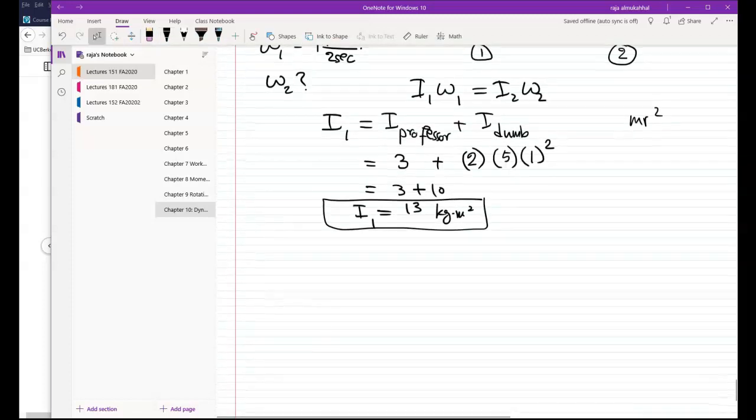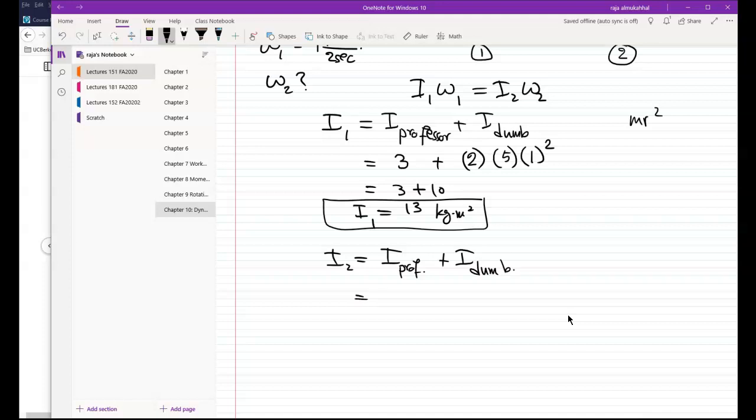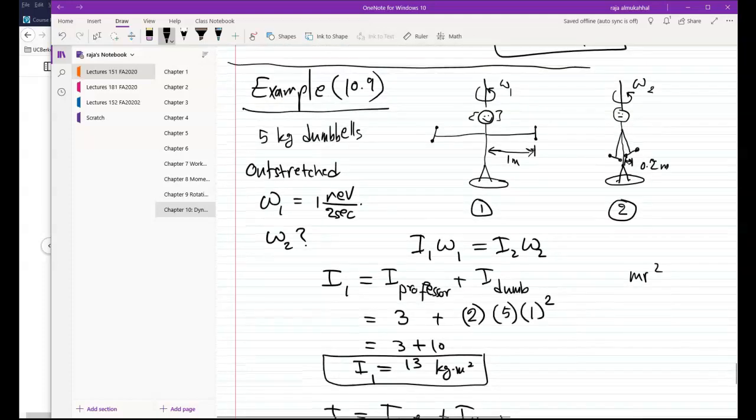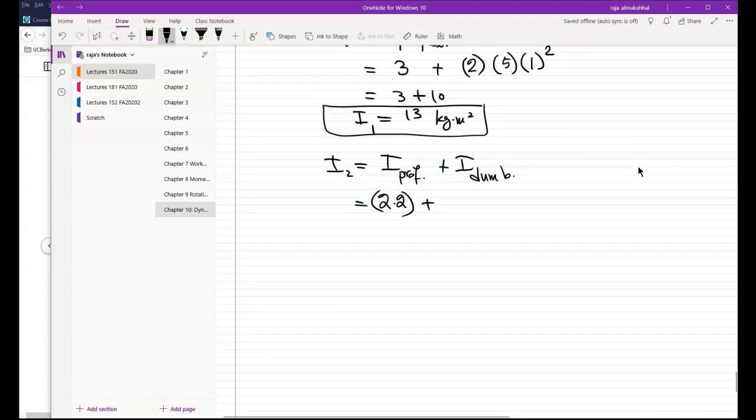All right, let's get I2. Same concept. I for the professor plus I for the dumbbells. Okay? And so for the professor, he said it's 2.2. It's given to me. He gives it to me, right? It's 2.2. And then for the dumbbell, it's mr squared, but r this time is 0.2. Okay? So that's going to be mr squared. And there are 2 dumbbells, so that's 2. M, what is that, 5 kilogram. R squared is 0.2 squared.